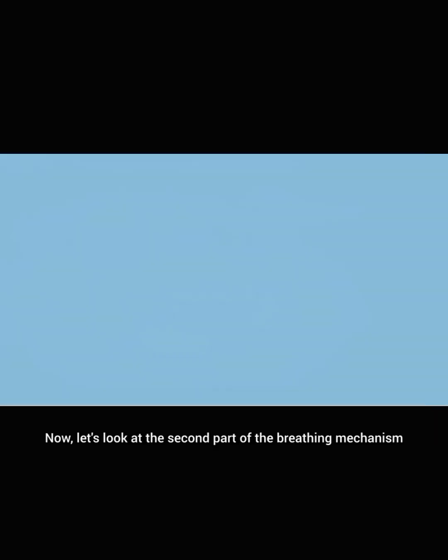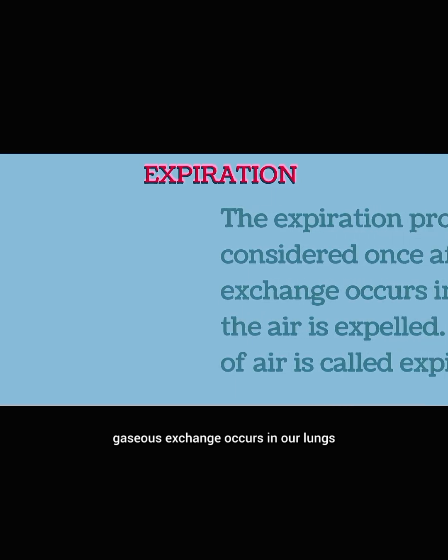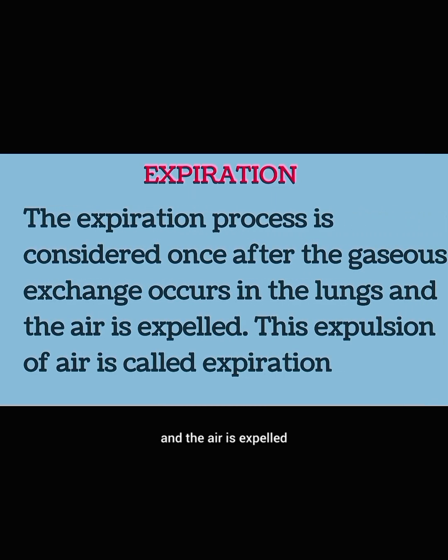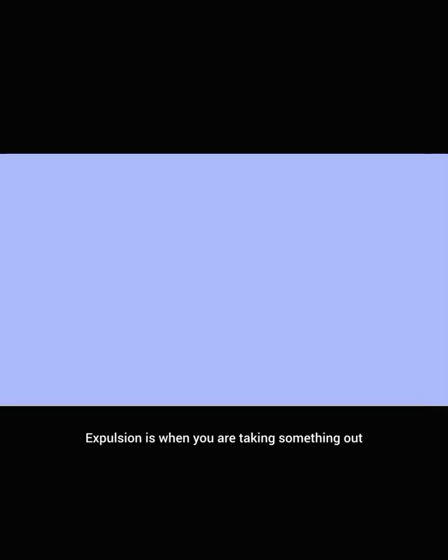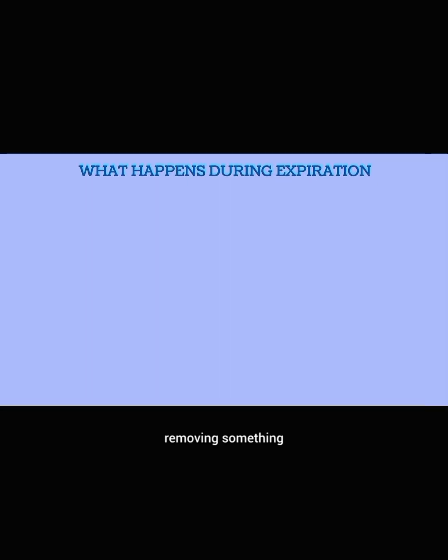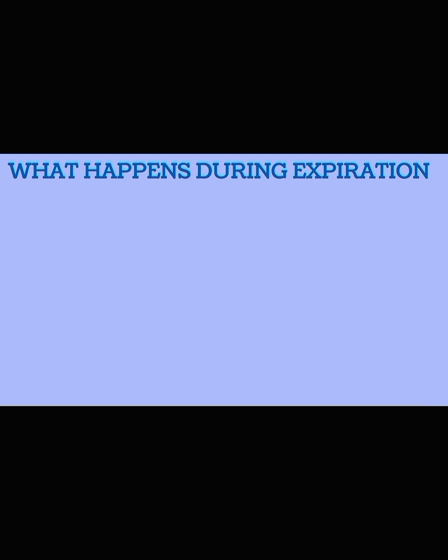Now, let's look at the second part of the breathing mechanism, which is expiration, that is taking out. What is expiration? The process occurs after the gaseous exchange in our lungs and the air is expelled. The expulsion of the air is called expiration. Expulsion is when you are taking something out, removing something. So let's look at what happens during expiration.